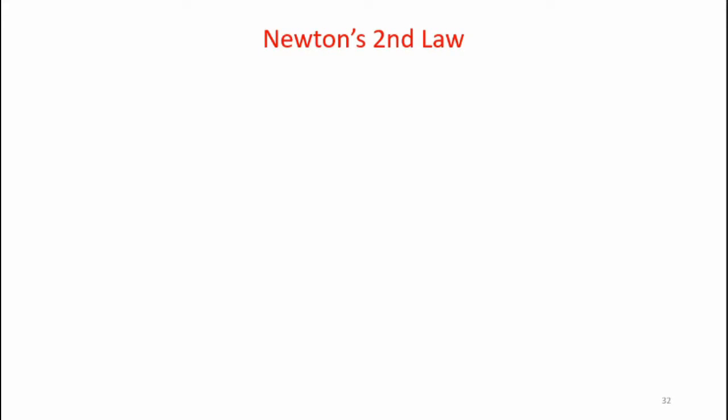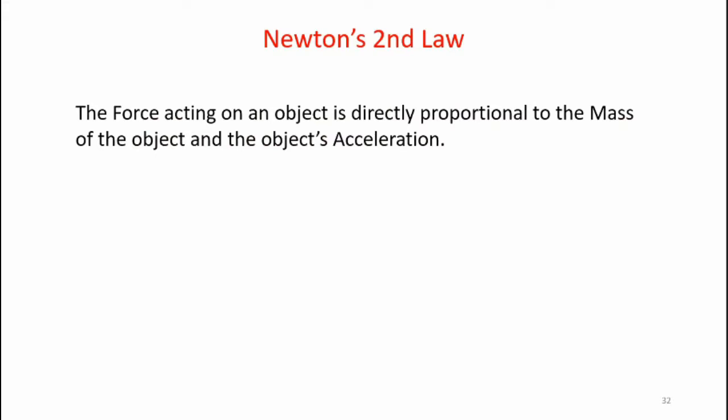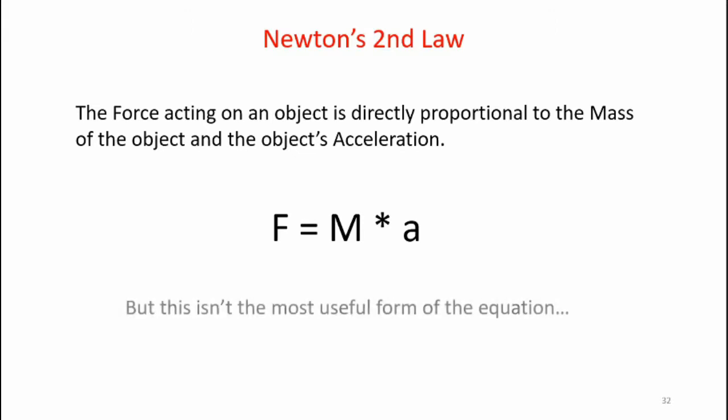Let's take a quick look at Newton's second law of motion. Newton's second law states that the force acting on an object is directly proportional to the mass of the object and the object's acceleration. In equation form, that's F is equal to ma. Force is equal to mass times acceleration. Now, this isn't the most useful form of the equation. Generally, we'd like to know the acceleration of a body.